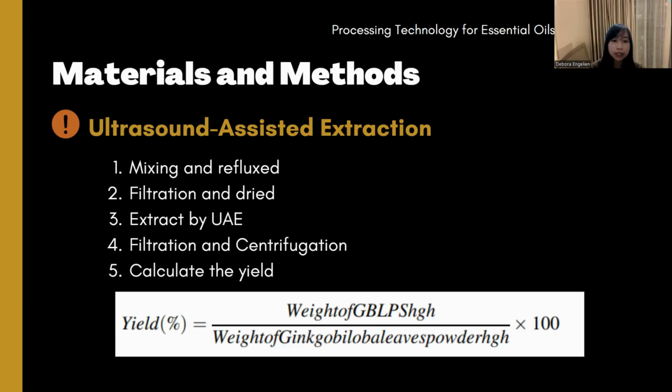Then we're going to calculate the yield of ginkgo biloba leaves polysaccharides with the following equation, as in the screen. Yield is the weight of ginkgo biloba leaves polysaccharides divided by the weight of ginkgo biloba leaves powder, and then multiplied by 100.